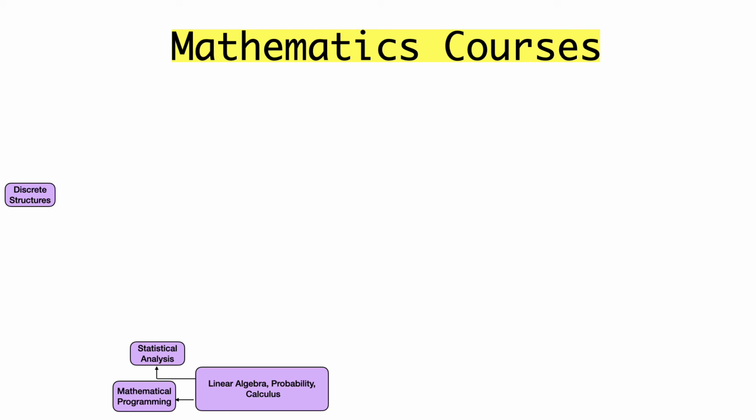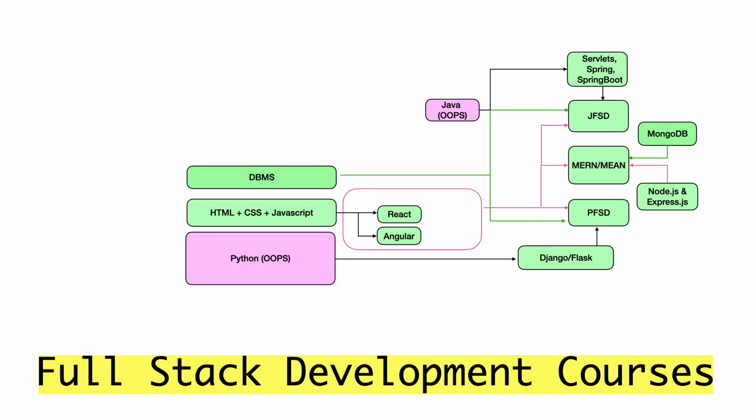And we have mathematics courses. As we saw earlier, we have discrete structures, linear algebra, probability, calculus, mathematical programming, and statistical analysis. We have full stack development courses, especially full stack development using Python, using Django and Flask frameworks, or MERN or MEAN full stack development, which are JavaScript frameworks, and Java full stack development using Servlet, Spring, and Spring Boot. And HTML, CSS, and JavaScript form the front end part of it, and DBMS is also very much relevant in full stack development.